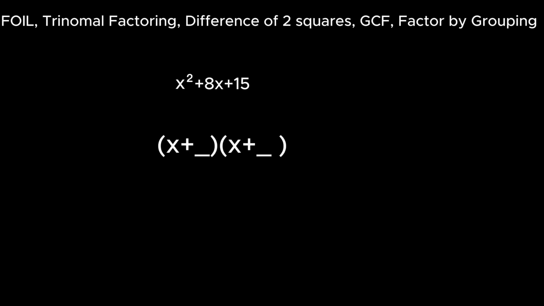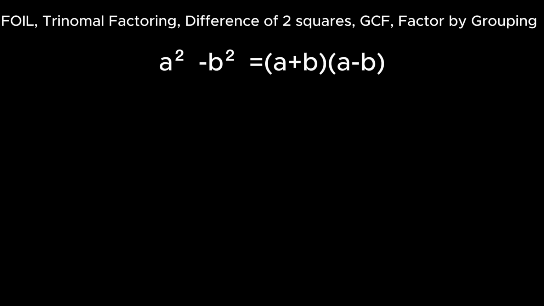We start off with x times x because that's what gets us to the x squared. And we have two positive signs because the whole equation is positive. Now, what are the two numbers that multiply to be 15 and add up to be 8? 5 and 3. So we just put x plus 5 and x plus 3, and then we get our original equation, which is x plus 3 times x plus 5.